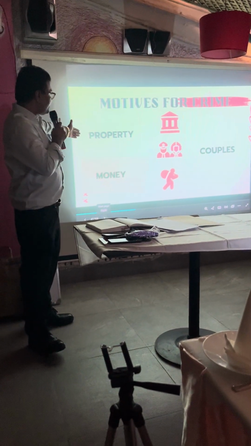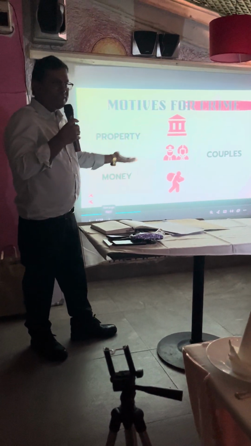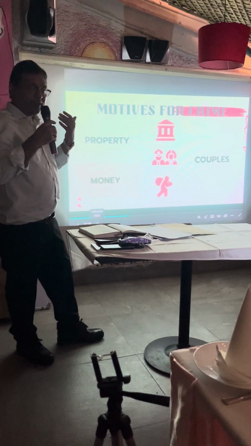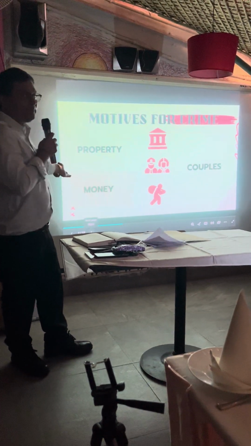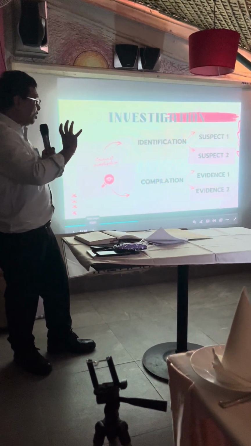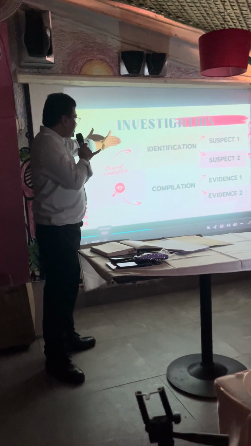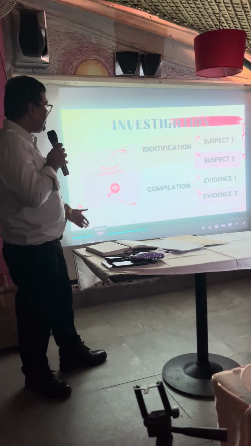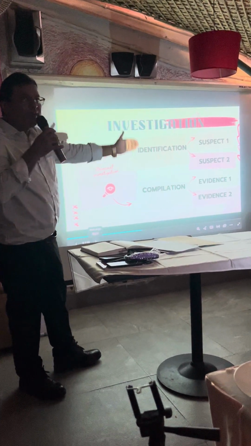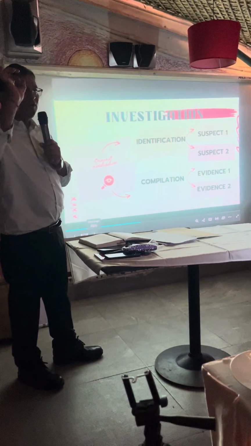It could be related to some property, it could be some kind of a situation where there could be relations between two people and a third person is murdered, and it could be because of money. These are the common motives. Now the investigation commences. It relates to identification of suspects who actually committed the crime and compilation of different evidences. Please remember, you cannot charge somebody based only upon one circumstance.